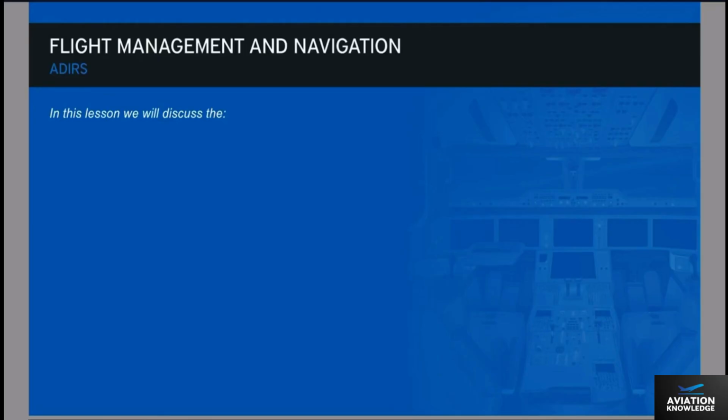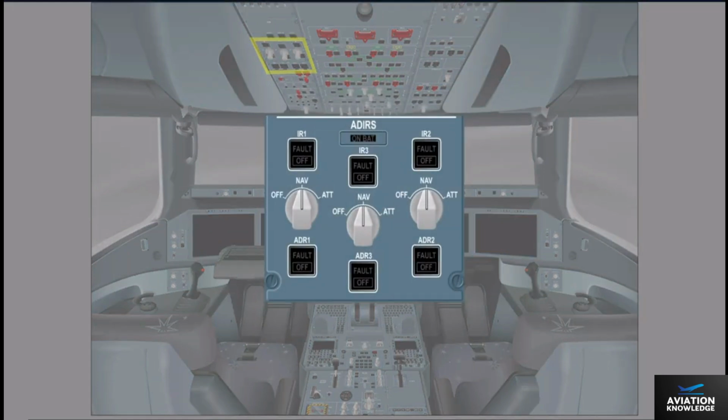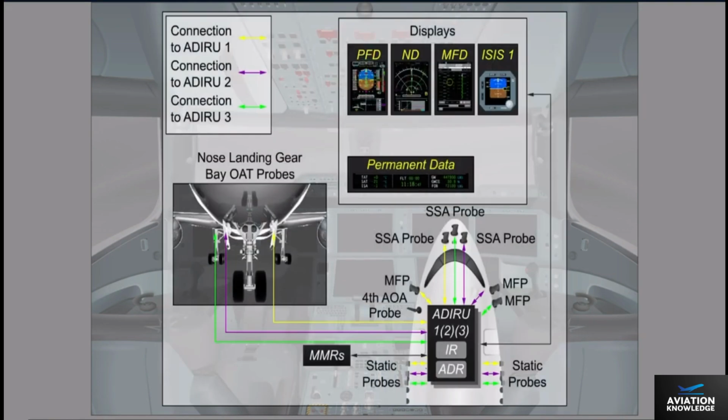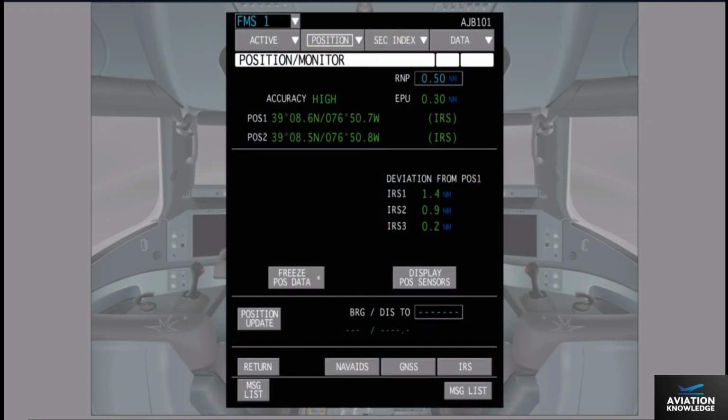In this lesson, we will discuss the Air Data Inertial Reference System, ADIRS. The Air Data Inertial Reference System, ADIRS, is the main component of the navigation system, providing flight and navigation data. Flight data, such as air data, attitude, and velocities, ensure the control of the aircraft trajectory. Navigation data, such as latitude and longitude, heading, and time, determine the aircraft position and orientation.